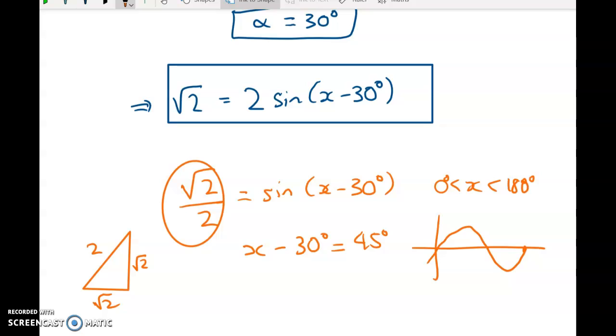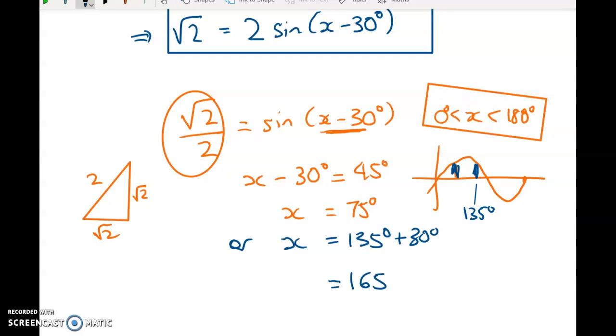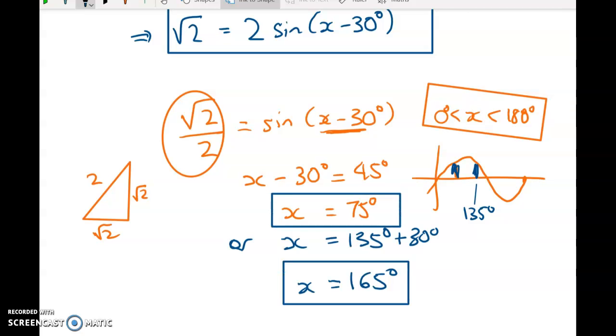So my first solution is that this thing here has got to be 45 degrees, and let's check if that's going to be in this range here. Well, that gives me x is equal to 75 degrees. Now, from that graph, we can see that our first solution is here and our second one is here. So this point here is at 180 take away 45, which is 135 degrees. So the second solution is going to be x is equal to 135 plus 30, which is 165 degrees. So two solutions there. This is the first one, and this is the second one.